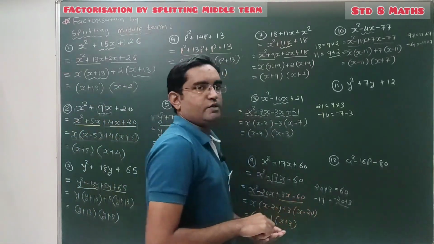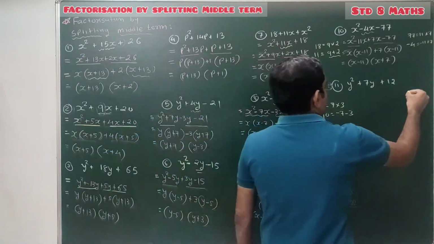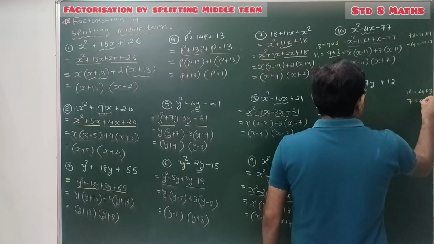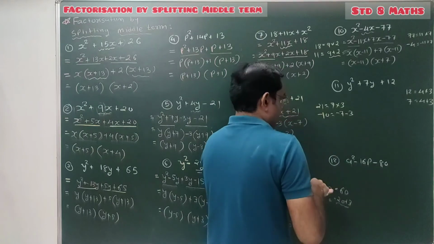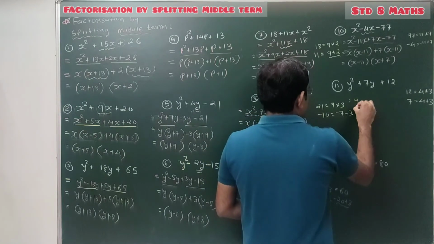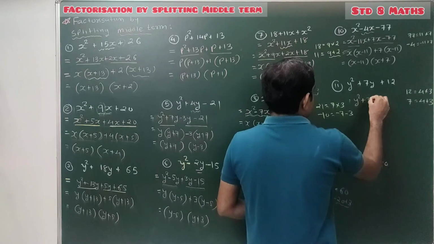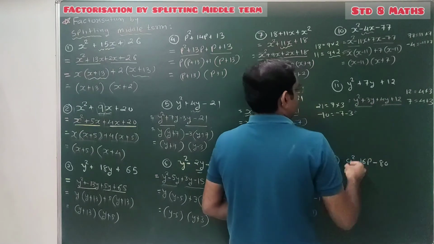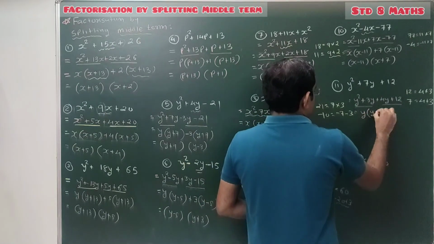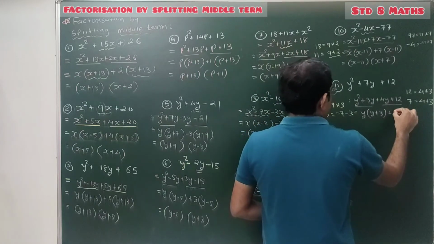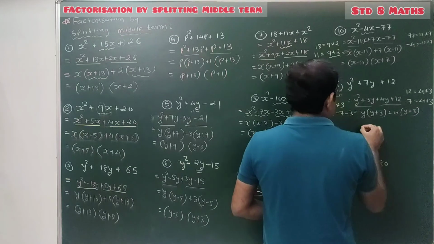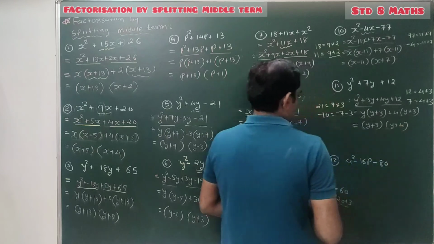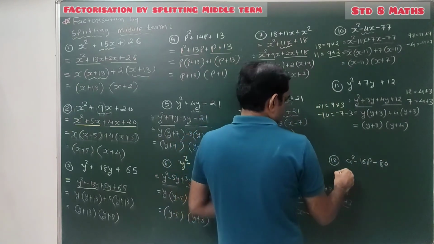Next, y square plus 7y plus 12. What are the factors of 12? 4 threes are 12, and their addition is 7, so 4 plus 3 is 7. So this will be easy. This one is y square plus 3y plus 4y plus 12. This is equal to first group and last group. From the first group we can take y common, so it's y plus 3. From the second pair we can take 4 common, so it's y plus 3. So this is equal to y plus 3 times y plus 4. Done.